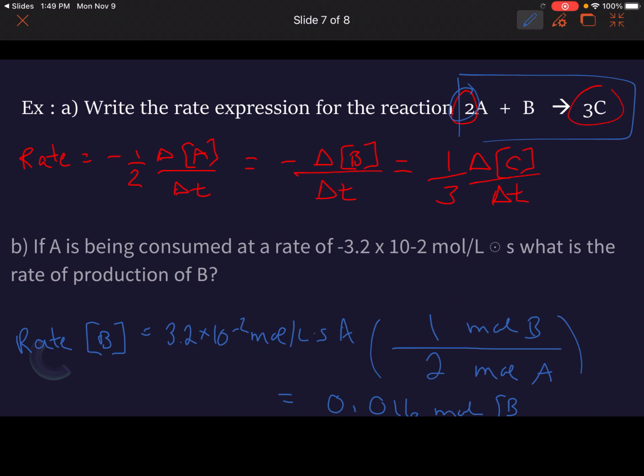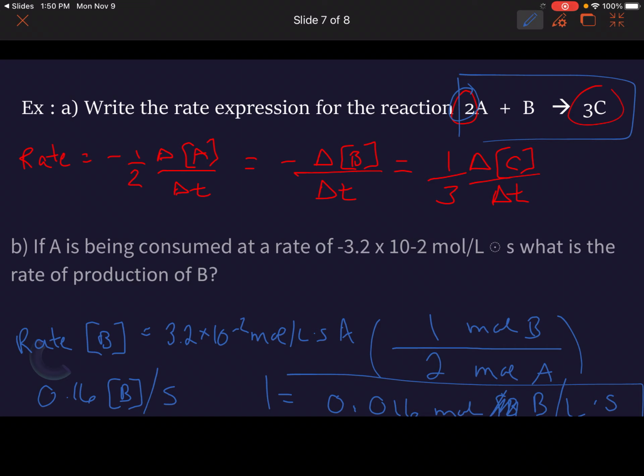Moles of B per liter times second. Sorry, I think I did it right there. Anyways, so 0.016 moles of B per liter times second. You could also write it as 0.016 and then the concentration of B per second. That would also work if you'd rather write it like that. It's up to you. Mathematically, they both mean the same thing. So take a look at that.